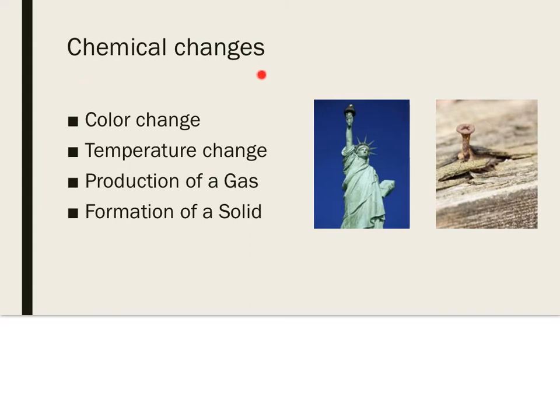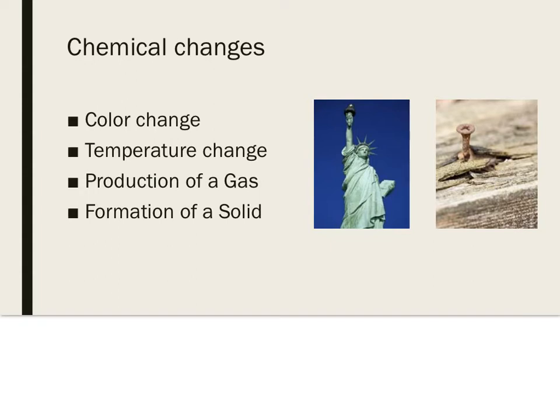All right, so chemical changes. When chemical changes occur, new substances with different characteristics from the original substances are produced. All right, we've got color change. One way to tell if there has been a chemical change is to notice any color change.